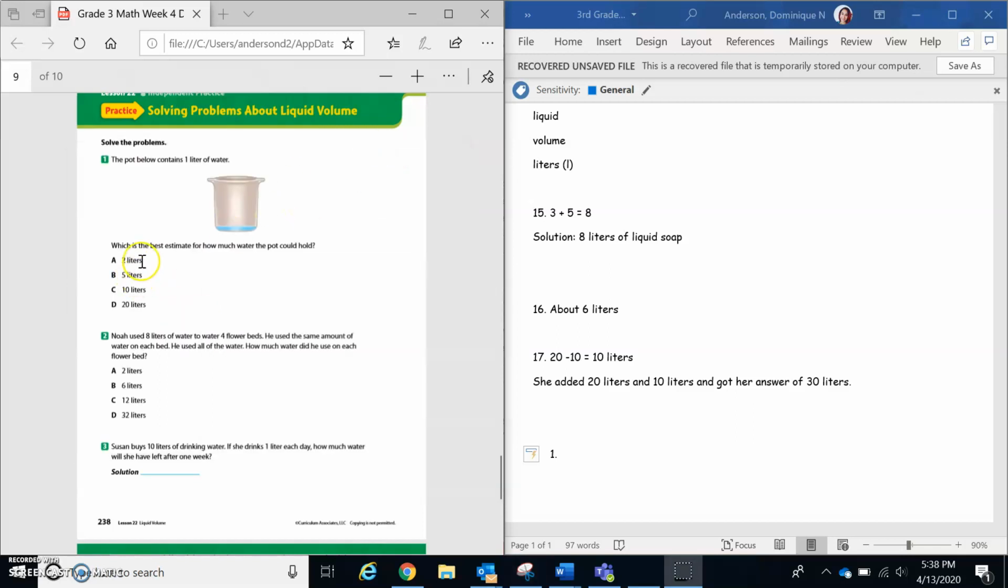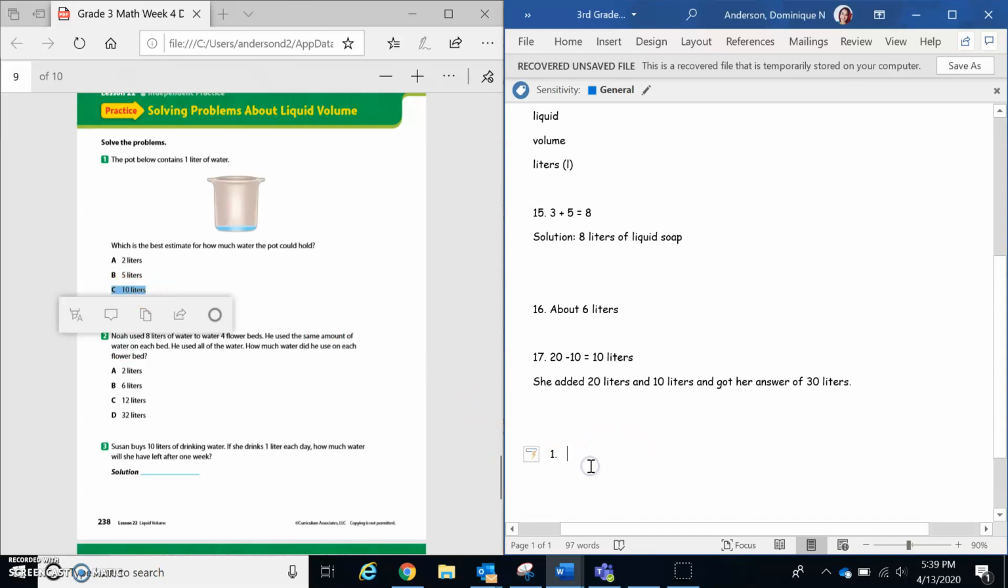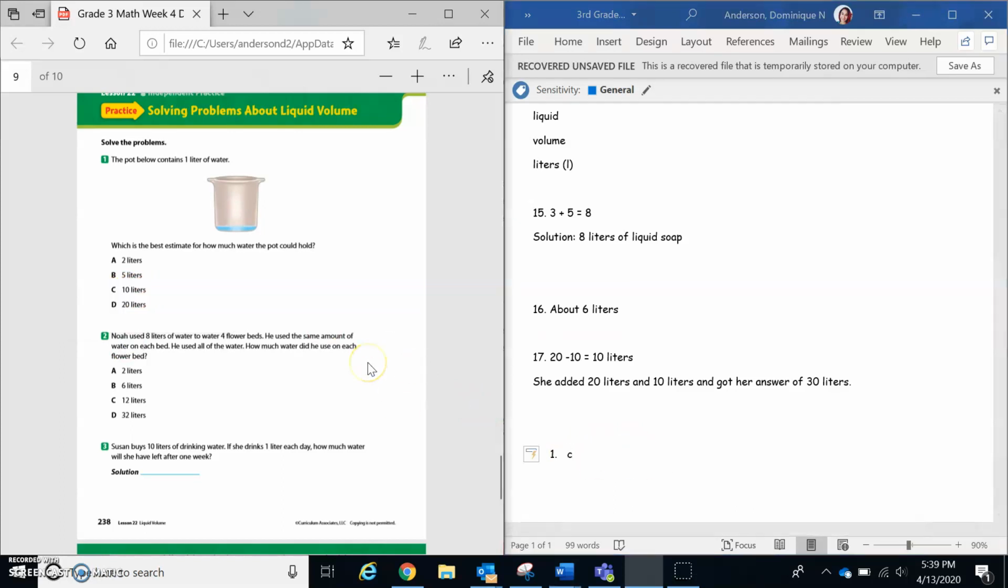So if I go back to my choices, we have 2 liters, 5 liters, 10 liters, and 20 liters. Yes, I know 8 liters is not on here, but remember we're estimating, so we're trying to get as close as possible. And the closest answer to my 8 liters would be C, 10 liters. So for number one, we're gonna choose C. All right.